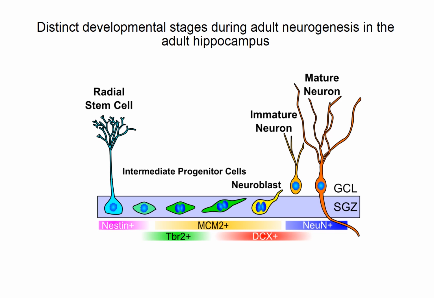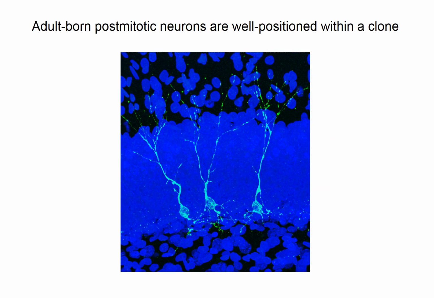Strikingly, those post-mitotic neurons within a clone are really well positioned. They're perfectly spaced out. Whenever I'm talking about a clone, that means all these cells are derived from a common progenitor cell. You can see all these cells really occupy their own territory and extend their dendrites and send their axonal projections. So why can newborn cells occupy their own positions?